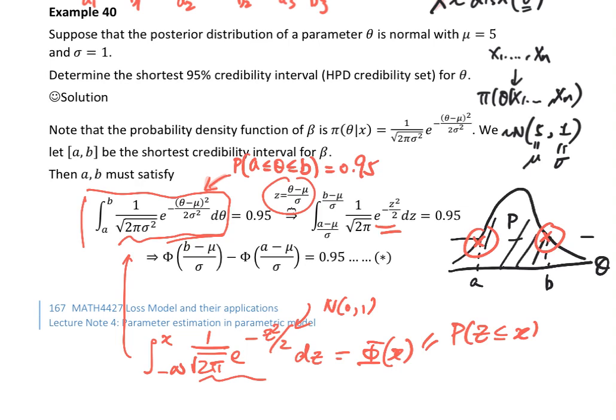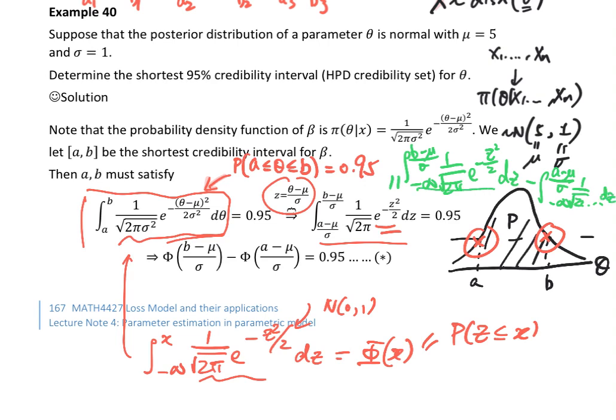I take z equal to theta minus mu over sigma, and then you can transform this integral into this. For this integral, that will be equal to this thing minus this, and each of these is just equal to this. So this is what you get when you evaluate this integral, and this one will be equal to 95%.